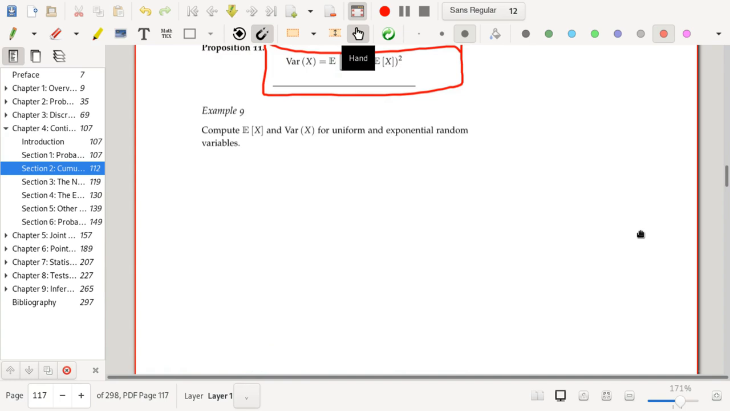All right, next up, example 9. Compute the expected value of X and the variance of X for the uniform and exponential random variables.